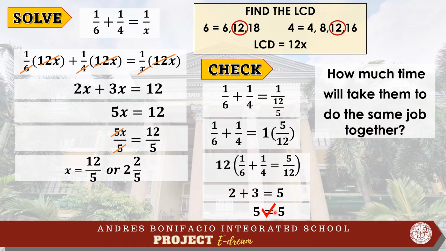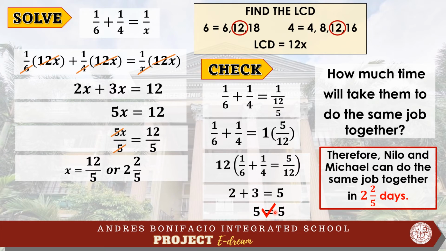So, balik po tayo in our question. How much time will it take them, Michael and Nilo, to do the same job together? So, we can say now that Nilo and Michael can do the same job together in 2 and 2/5 days.